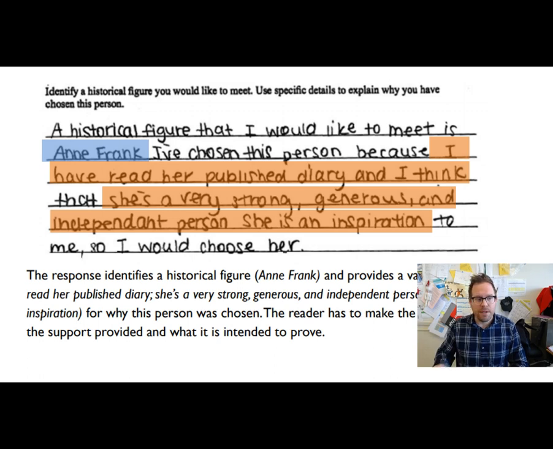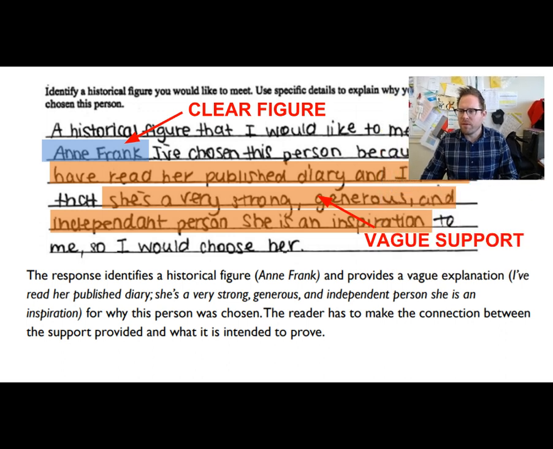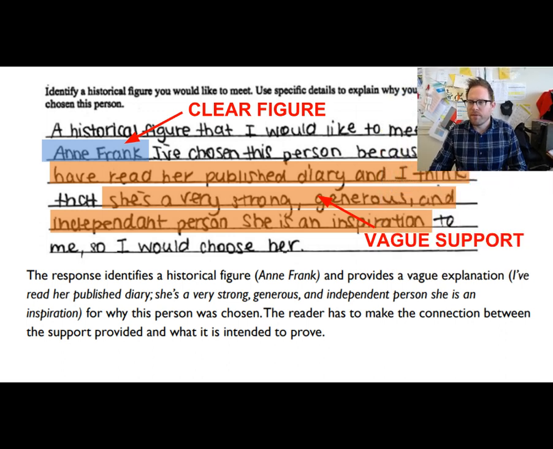It has the clear figure, Anne Frank, but if we look at it, this is a vague support. These are vague details. So let's look at the comments that were left here for this one. The response identifies a historical figure. So that's why that automatically makes it a code 10. Now, it's a code 20 because of the vague details.